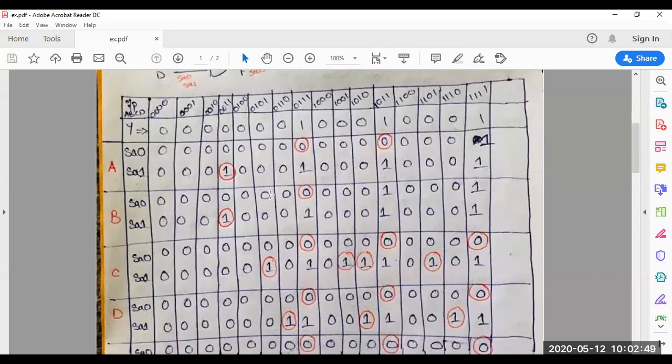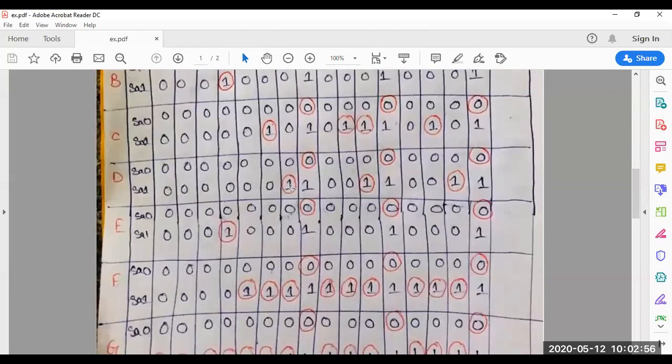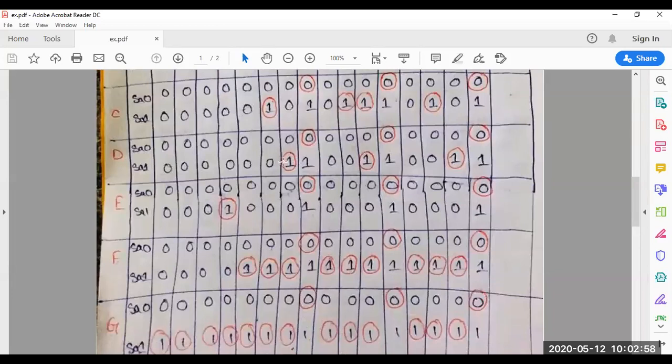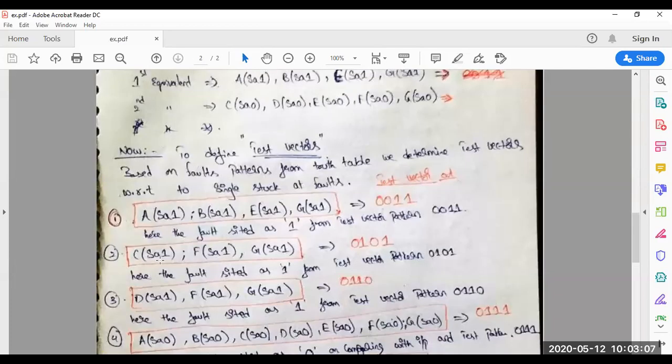Then one more vector can be noted here, 0, 1, 1, 0. In the 0, 1, 1, 0 vector, I have D stuck at 1, F stuck at 1, and G stuck at 1. So totally, C, F, G stuck at 1 come with the pattern 0, 1, 0, 1, and D, F, G stuck at 1 come with the 0, 1, 1, 0 test pattern.